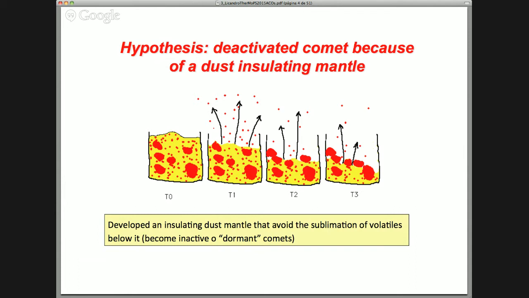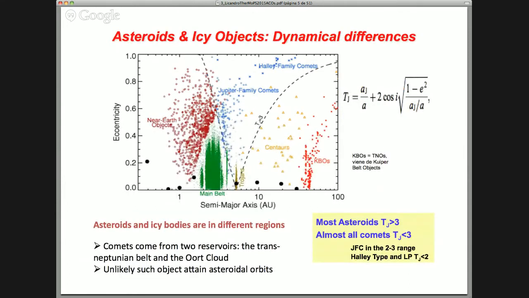What about the orbits? What is the dynamical difference? The usual criterion we have been using for years to say this is an asteroid in cometary orbit is basically based on the Tisserand parameter. The Tisserand parameter is a constant in the restricted three-body problem, and it is related to the encounter velocity of the object with Jupiter.